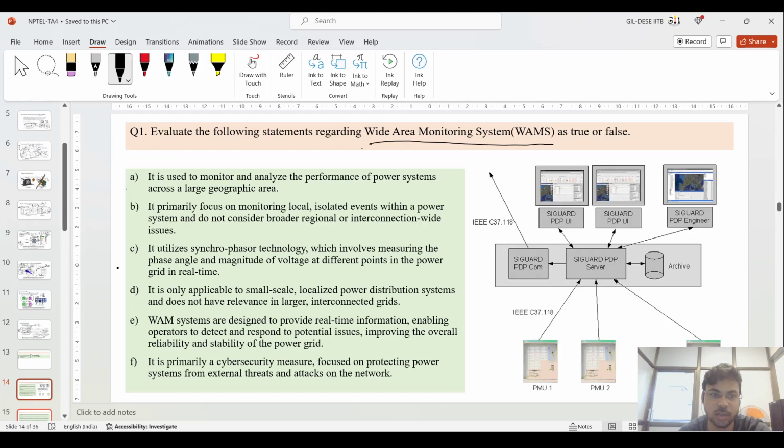Before moving, I have one question for you all. This question is related to the wide area monitoring system, and there are certain statements. There are 6 statements. You have to tell me which options are correct and which options are false. I will give a few more minutes to solve this question, because last time a student had a doubt, and I was giving less time. I'm giving you 3 to 4 minutes to solve this question. Please go through the question.